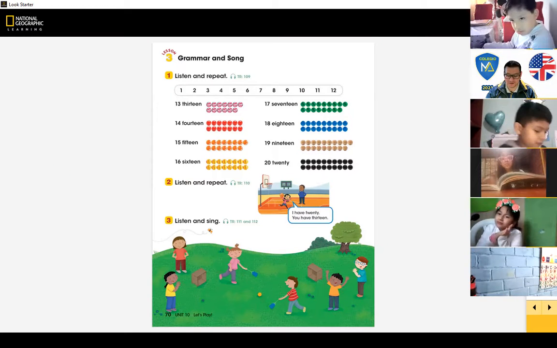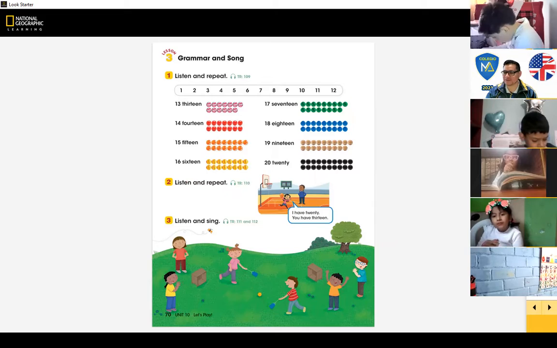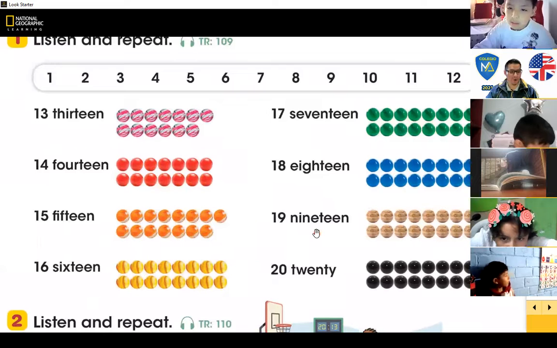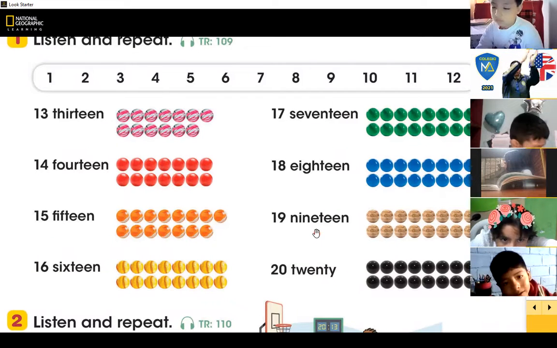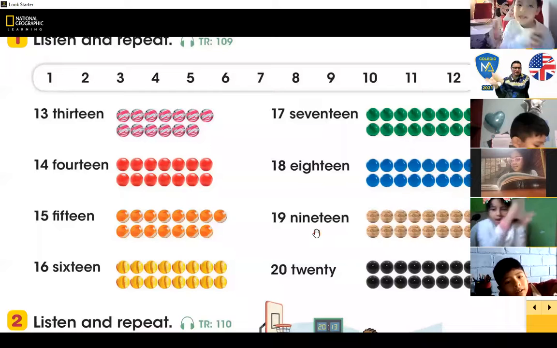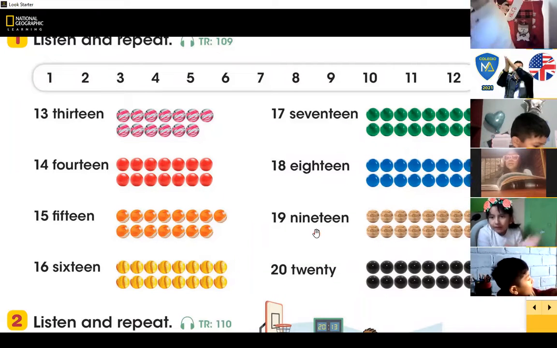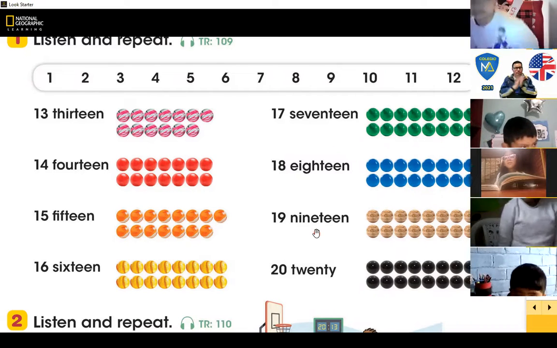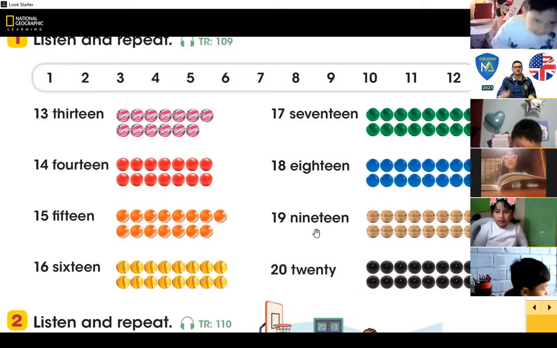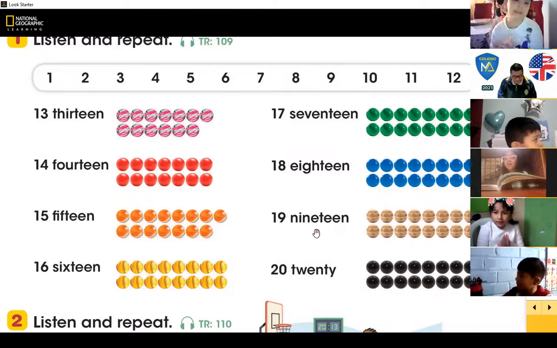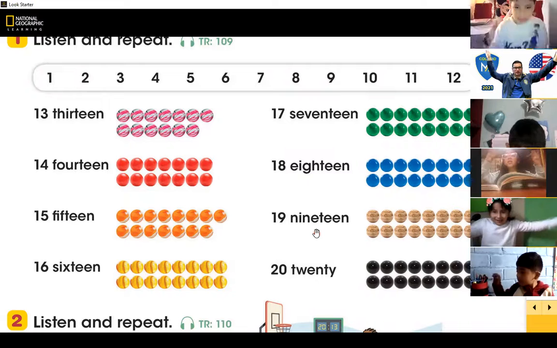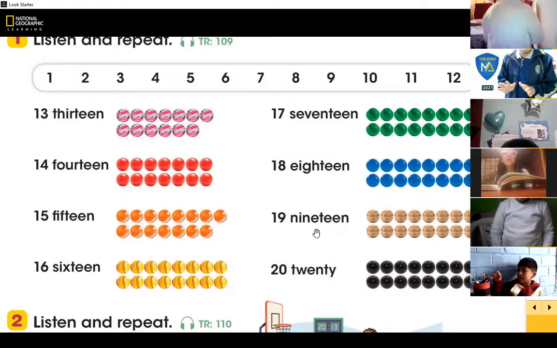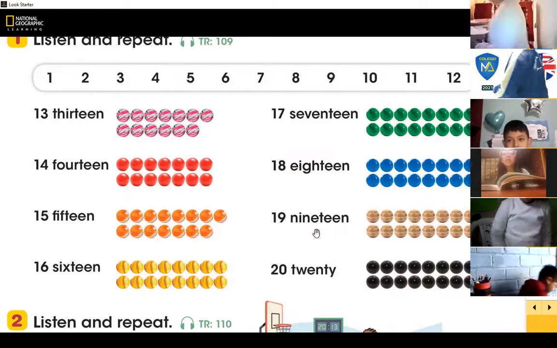1, 2, 3, 4, 5, 6, 7, 8, 9, 10, 11, 12, 12 dogs on the farm. Do you remember the song? Yeah, right? And then we have learned another song about the numbers. Do you remember the song that says, oh, 1, 2, 3, 4, 5, 6, 7, 8, 9, 10. Jump, 11, 12, 13, 14, 15, 16, 17, 18, 19, 20. Jump, jump, jump, jump, stop. Spin.